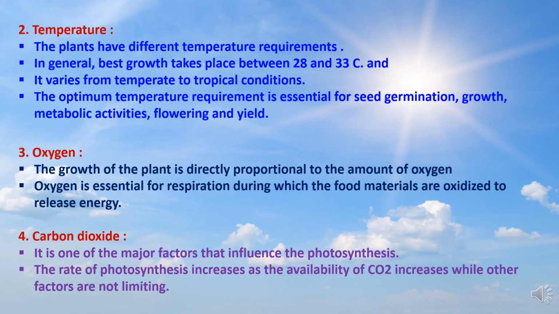Third factor is oxygen. The growth of the plant is directly proportional to the amount of oxygen, which is essential for respiration, during which the food materials are oxidized to release energy. Fourth external factor is carbon dioxide, which is one of the major factors that influence photosynthesis. The rate of photosynthesis increases as the availability of carbon dioxide increases, while other factors are not limiting.